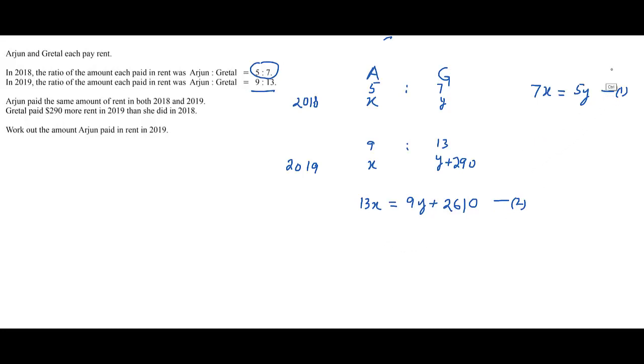Okay, I think I should use the elimination method now. So this equation will become 7x minus 5y equals 0, and equation number 2 will become 13x minus 9y equals 2610. So now using the elimination method, I can find x and y. You should do it yourself and check the answer. I will use the calculator and I'm giving you the answer now.